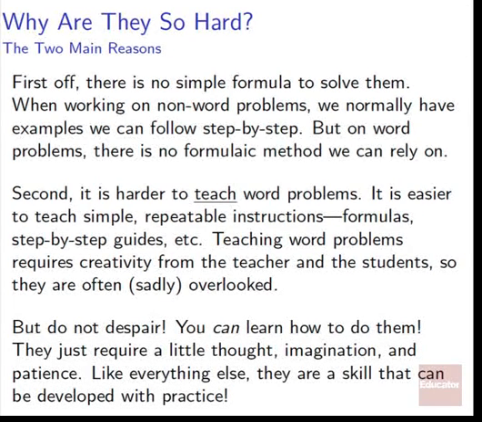Don't let this make you worried. Don't despair. You can learn how to do them. Just because they are a little bit harder and you don't usually get as much learning about them doesn't mean you can't get great at them. You can get great at doing word problems. It's just going to take some thought, some imagination, and patience. Like everything else, it's a skill that you can practice. You just need to practice this skill.